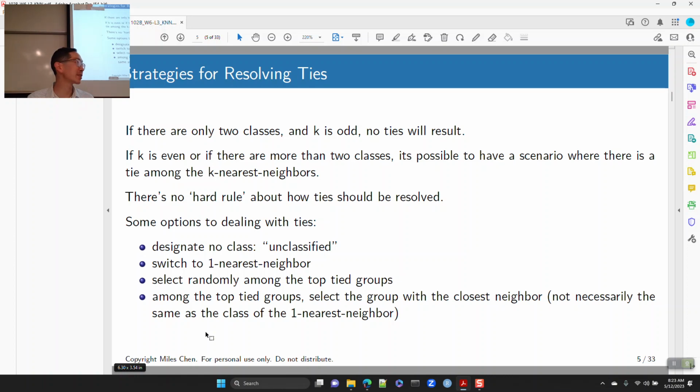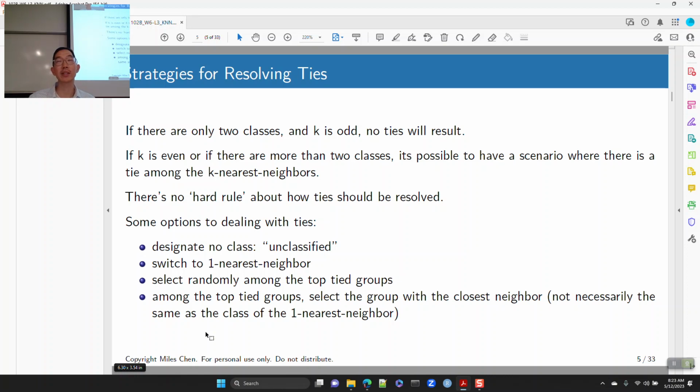You could say, all right, these are the predictions and the accuracy rate when we used this strategy for resolving ties, and this is the prediction and accuracy rate when we used a different strategy for ties. One method is you just say, all right, this is unclassified. This region here, it could go either way, class A or class B, so you just leave it as unclassified.